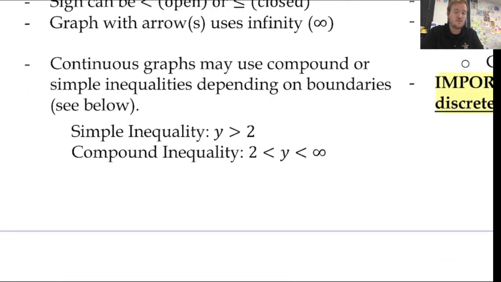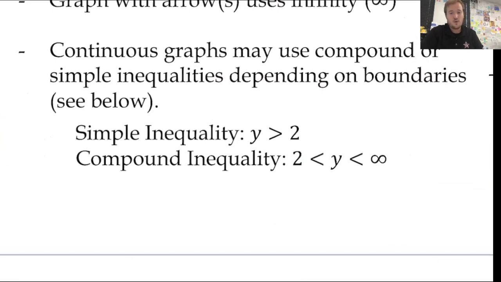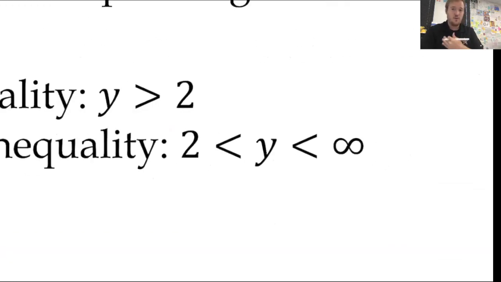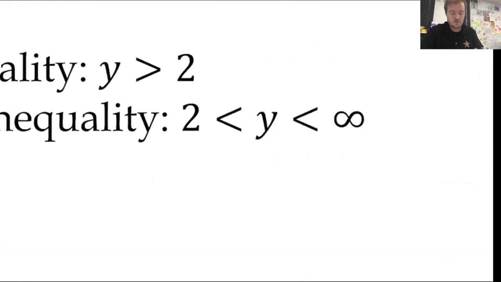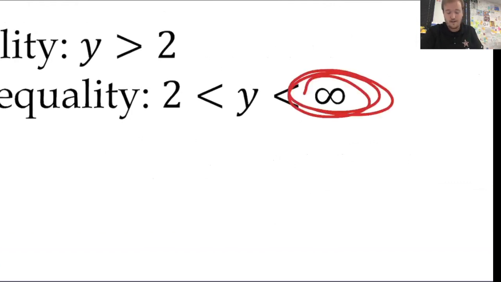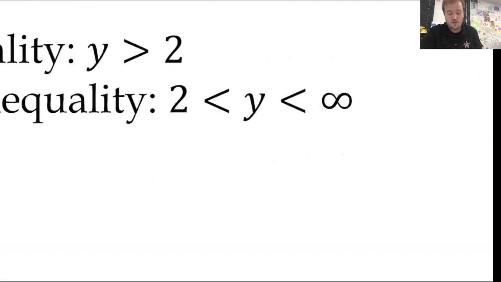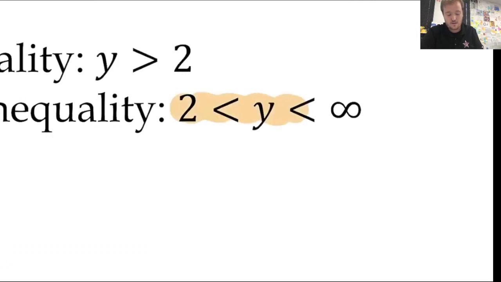Some of your continuous graphs, this won't apply to a lot of problems. So let's say we have a graph that's continuously going to the right, which we're going to cover and see what this looks like. If you have a value that's just continuously going in one direction, we're going to name it as infinity, which is literally just an 8, but on its side. So you could also rewrite this compound inequality using a simple inequality. So just be aware that some of those inequalities and the way they're written can be interchangeable.